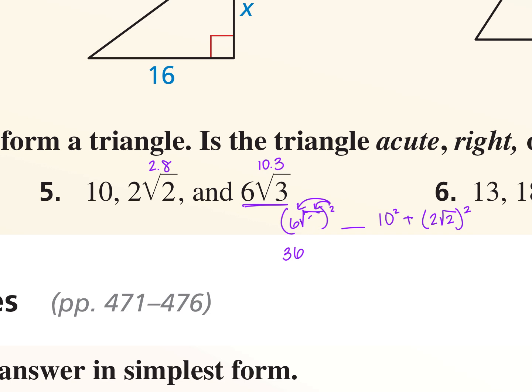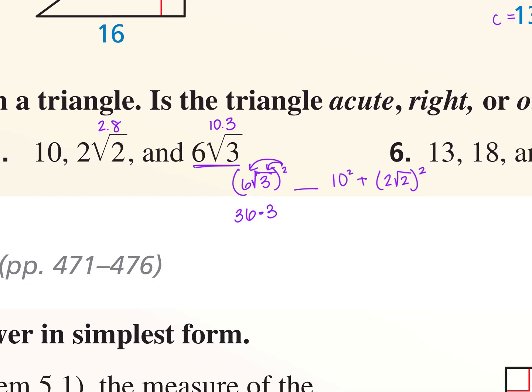And then the square root of 3 is just 3, because the square root of 3 is the square root of 9, and 9 is a perfect root. So then I'm going to have 100 plus, same thing over here. 2 squared is going to give me 4, and the square root of 2 squared is just 2. Solving it, I'm going to get 108. I still have my 100 here, plus this is going to give me 8. So 108 is equal to 108.